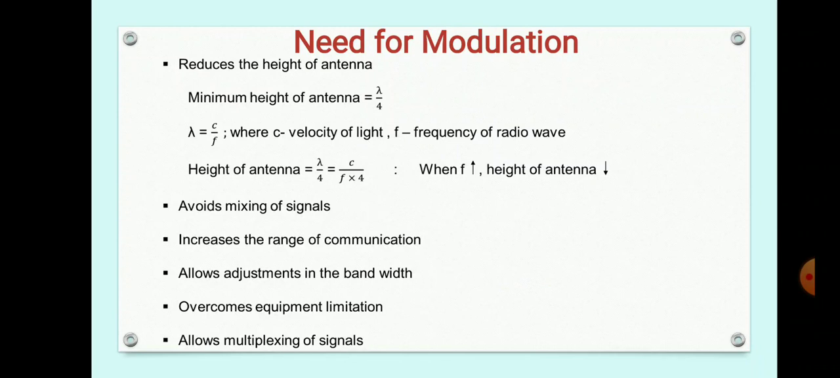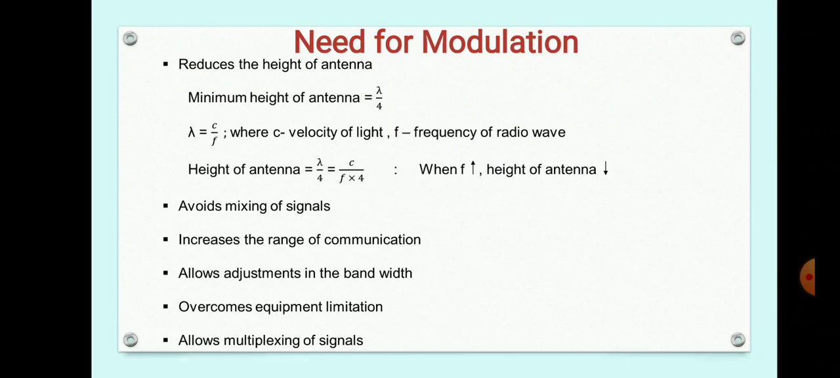So now the need for modulation. So this is an important topic. What are the needs for modulation? So first point is it reduces the height of the antenna. So modulation reduces the height of the antenna, and the minimum height required for an antenna is equal to lambda divided by 4, where lambda is the wavelength of the signal and lambda is equal to c divided by f, where c is the velocity of light and f is the frequency of the radio wave.